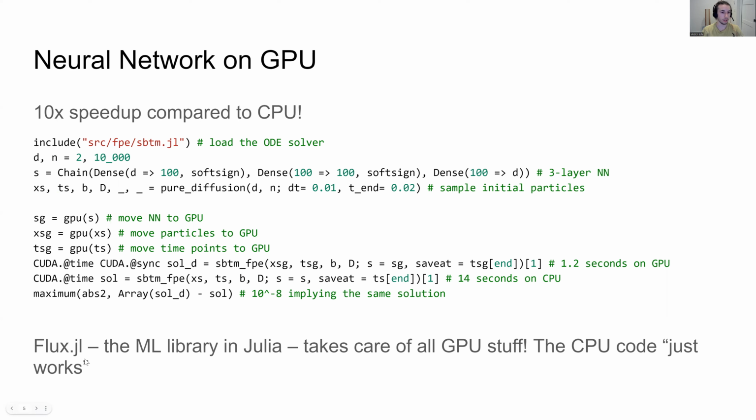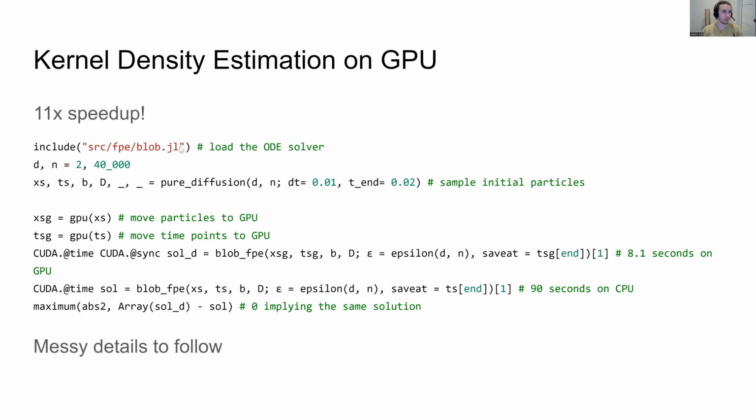And Flux.jl, the machine learning library in Julia, takes care of all of this GPU stuff. So in fact, I needed to change very little code for this to work. Here's another example, which is more complicated. Here, I'm just showing the timings first.